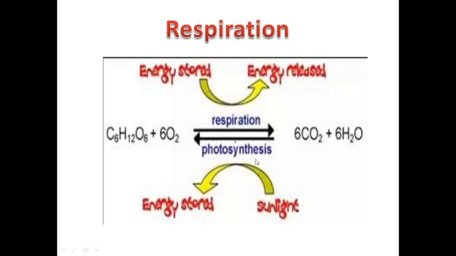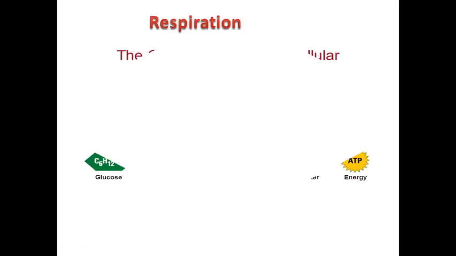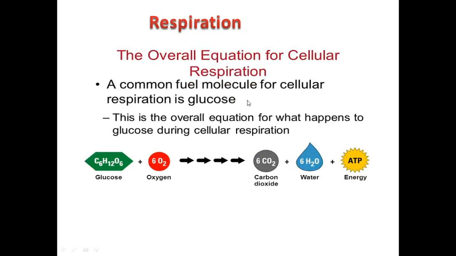Here you see when glucose breaks down in the presence of oxygen, it releases carbon dioxide plus water and a lot of energy in the form of ATP, and this process is called respiration. And the opposite of this, when carbon dioxide plus water combine, they give glucose plus oxygen. So this is respiration and this is photosynthesis. Now we are going to start with respiration.